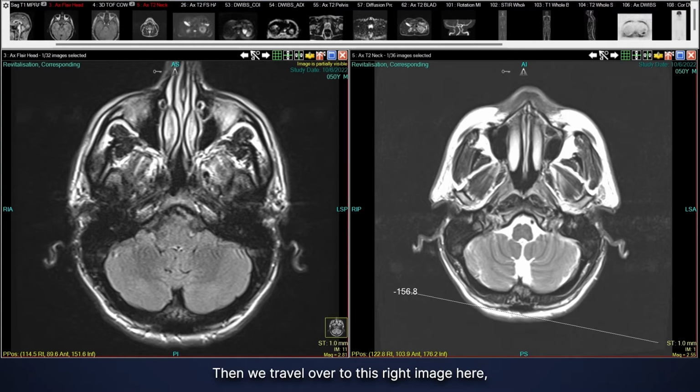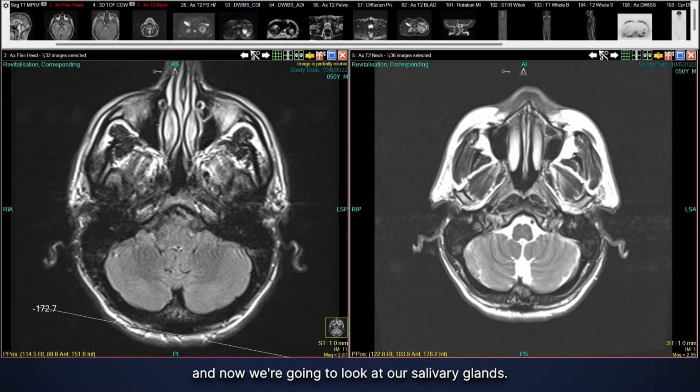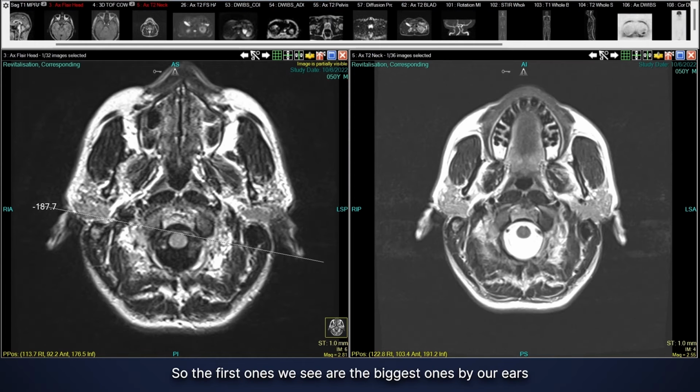Then we travel over to this right image here, and now we're going to look at our salivary glands. They're paired structures on the sides of our face. So the first ones we see are the biggest ones by our ears, called the parotid glands. Here's the right parotid gland and here's the left one, and both look symmetric and normal. There's no mass in there and no fatty atrophy.